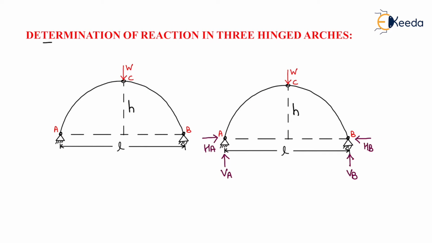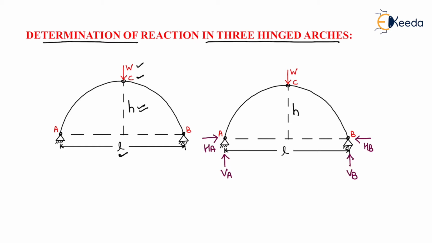Now we will go for the determination of reactions in three hinged arches. Now I have made a three hinged arch here whose supports A and B are hinged, and it has an internal hinge at the crown, that is C. Now the arch is subjected to a point load of W acting in the downward direction at C, and the arch has a central rise of H meters and a span length of L meters.